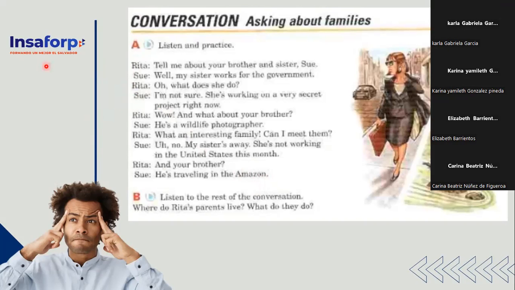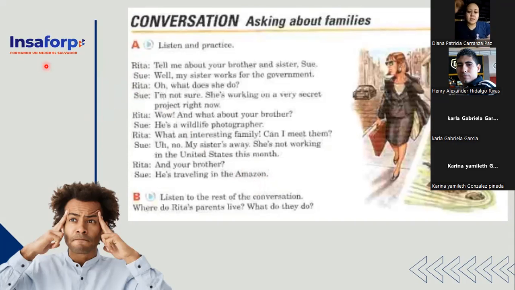What about the other one? Carla, are you still having some technical issues with your camera? I don't know if the same happened to Karina Yamilet, Karina Beatriz, Elizabeth Barrientos and Gabriela Garcia. I don't know what is happening with your cameras today. Henry, are you listening to us? Ah, she's not at home. Also Carla. Okay, but send a text or a message, because that way we'll know you are not at home and that's why you don't have your camera on.